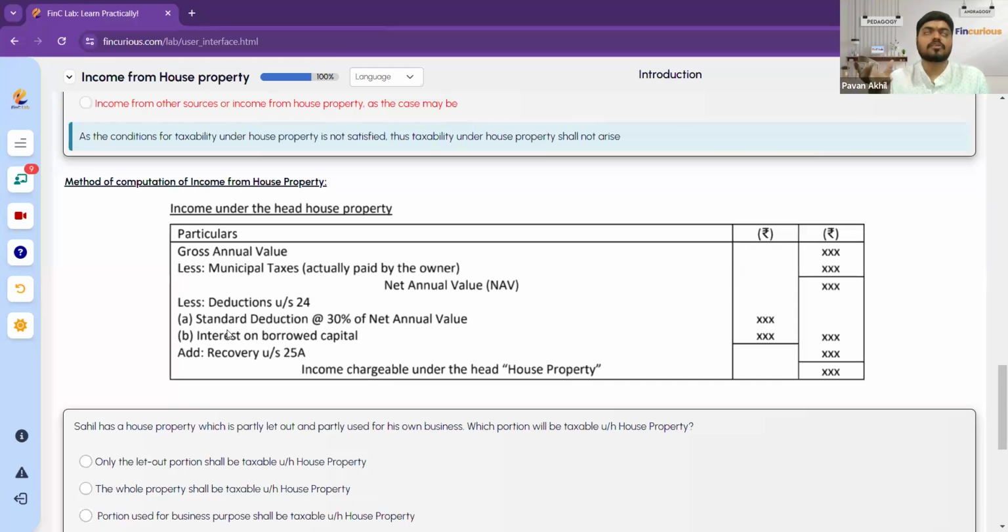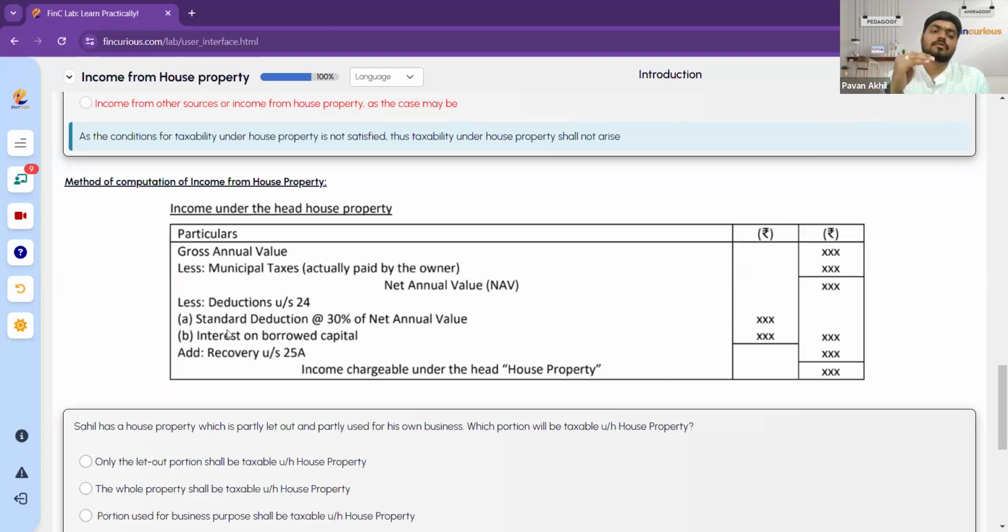So the government is telling, boss, if your income is, let us suppose, 1 lakh rupees gross annual value, and you have paid some 10,000 rupees as municipal taxes, 90,000 would be your net annual value. Government is not going to charge taxes on 90,000. They say, okay, boss, you have arrived at some income of 90,000, 30% flat deduction I give you. You pay only on 70% of the annual value. So only on 70% of your income from house property would be chargeable to tax.